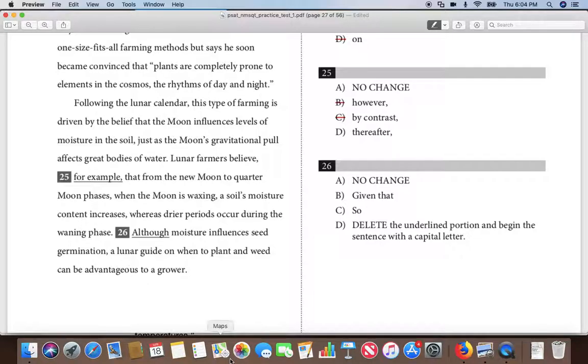Lunar farmers believe thereafter that it could. Plug it in. I want to hear it. Okay, so lunar farmers believe. Well, I guess we're going to have to read the two sentences.